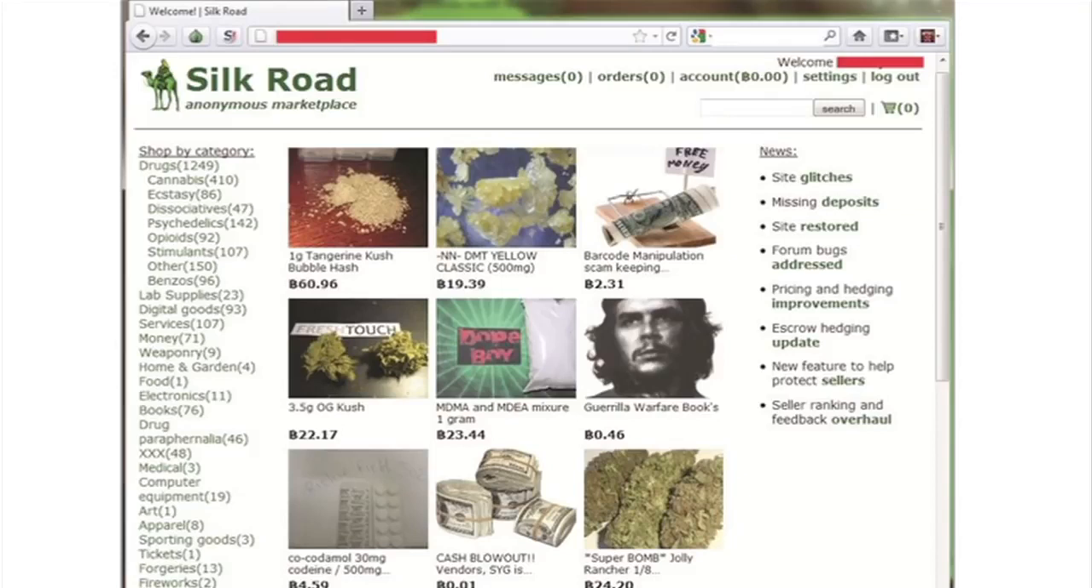So Silk Road operated as a Tor hidden service, something that was discussed in an earlier lecture. By operating as a Tor hidden service, the Silk Road servers could be hidden from law enforcement, so they were difficult for law enforcement to reach. Because Silk Road used Bitcoin for payment, it was also difficult for law enforcement to follow the money and figure out who the people participating in the market were.